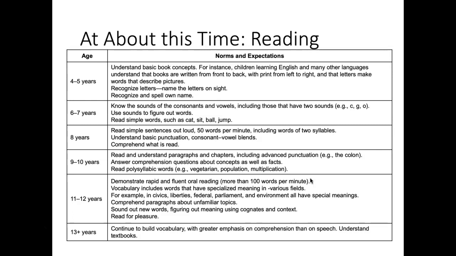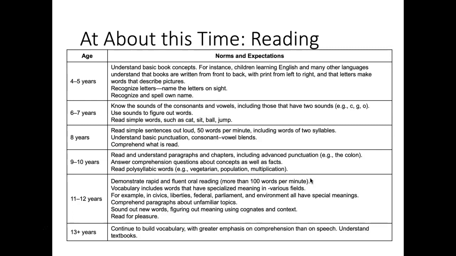By 11 to 12 years old, children demonstrate rapid and fluent oral reading, more than 100 words a minute. Vocabulary includes words that have specialized meaning in various fields. For example, in civics, liberties, federal parliament, and environment all have special meanings. They can start to comprehend this. They can comprehend paragraphs about unfamiliar topics.